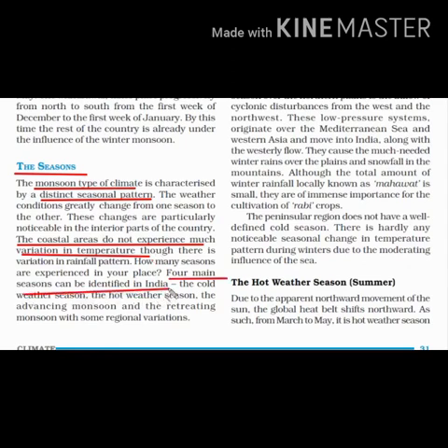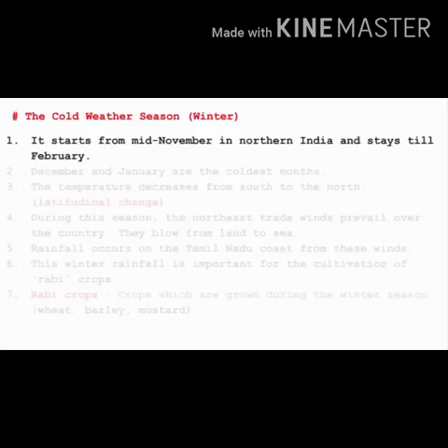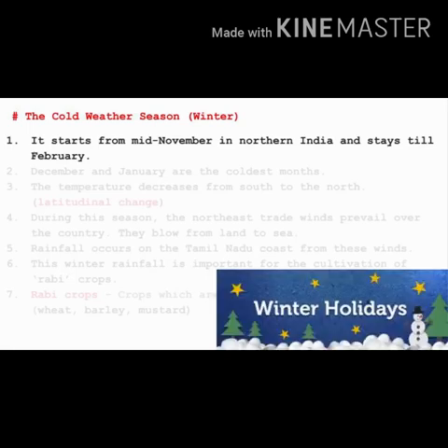So four types of seasons are identified in India. They are the cold weather season, hot weather season, advancing monsoon, and the retreating monsoon. Let's read about each of them in brief. First is the cold weather season, which is also called winter. So this weather starts from mid-November in northern India and stays till February. So you can easily recollect this time by imagining your winter holidays in school.